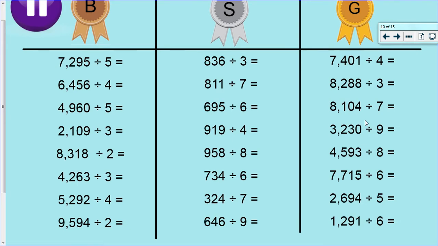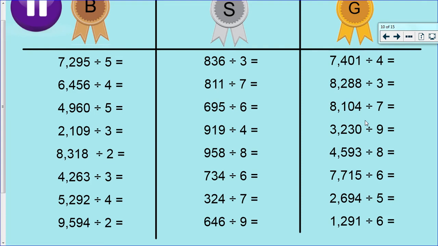Remember to write it out as a number sentence first, then show your working and put your answer back into your number sentence. Pause the video here, guys. If you finish gold, come back for challenge afterwards.